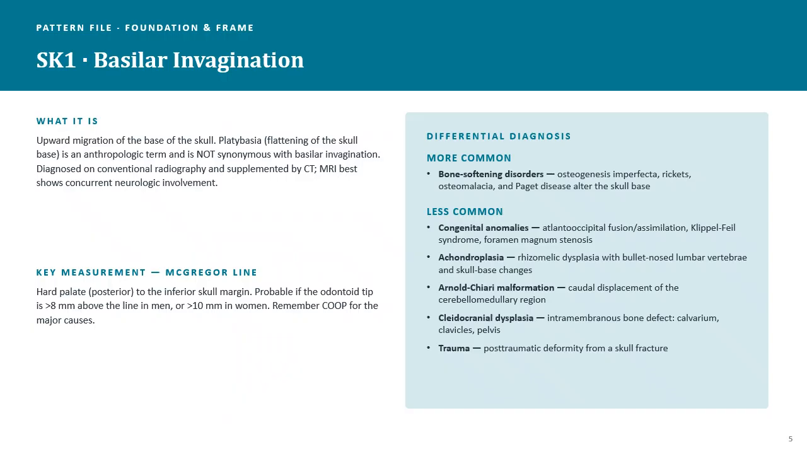Here is our first skull pattern. It's called basilar invagination. So basically it means that the base of that patient's skull has moved upward, and that upward move is affecting the upper spine. Specifically, we're talking about C1 and C2, where the odontoid process is sitting higher than it normally would be.